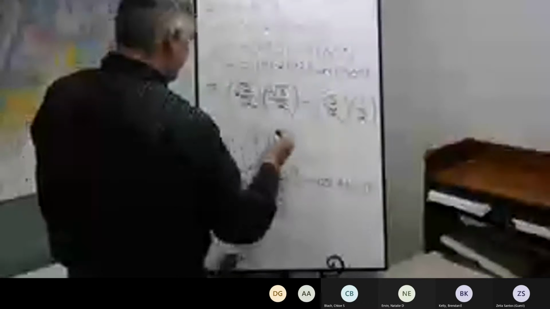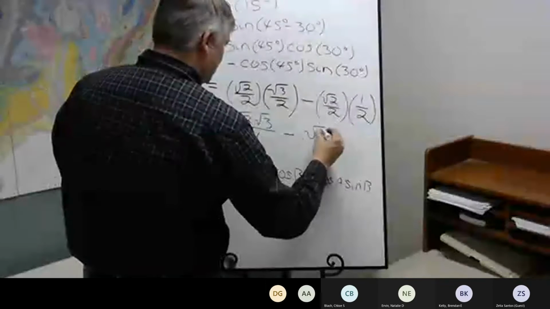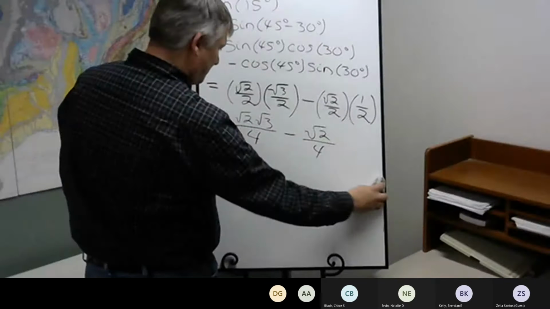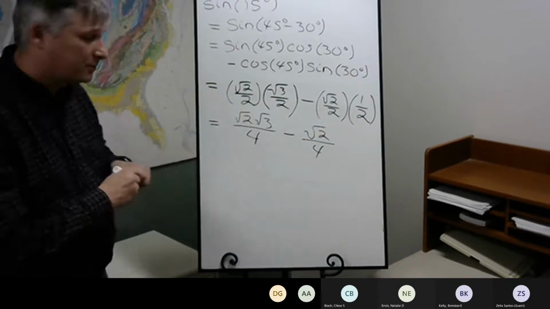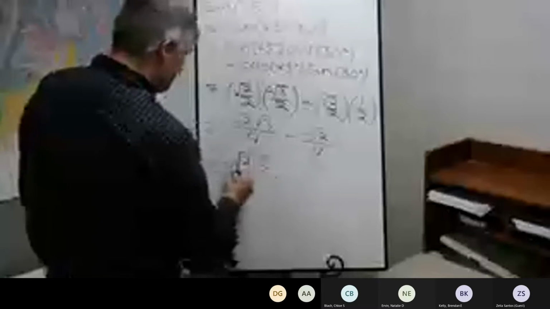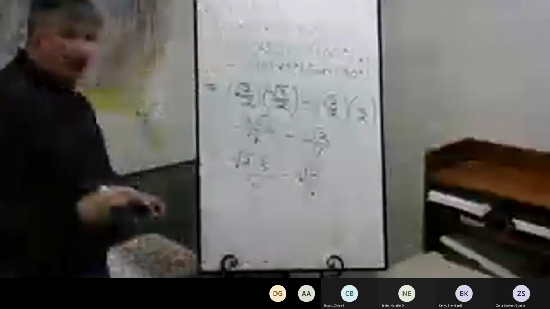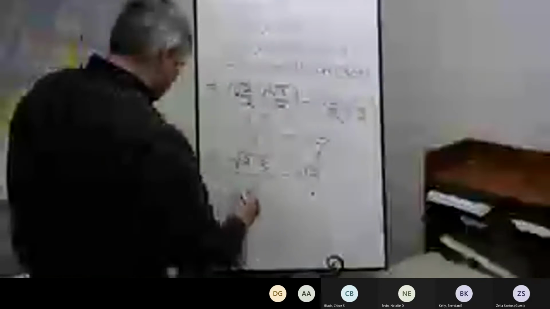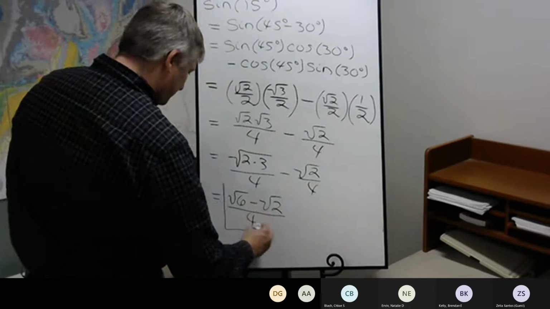So now we're going to do the multiplication. So root 2 root 3 over 4, minus root 2 over 4. And it turns out, and we'll talk about this when we get to exponents, when we multiply these roots, we'll get 2 times 3 over 4, minus root 2 over 4, or root 6 minus root 2 divided by 4.